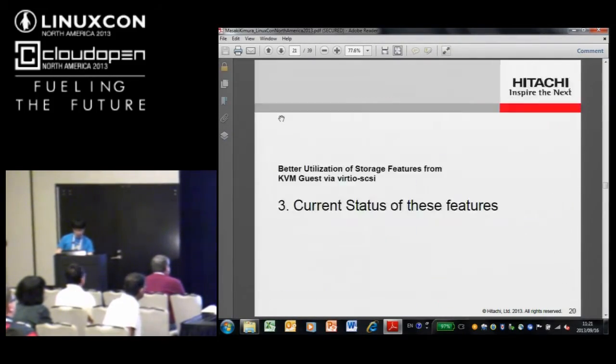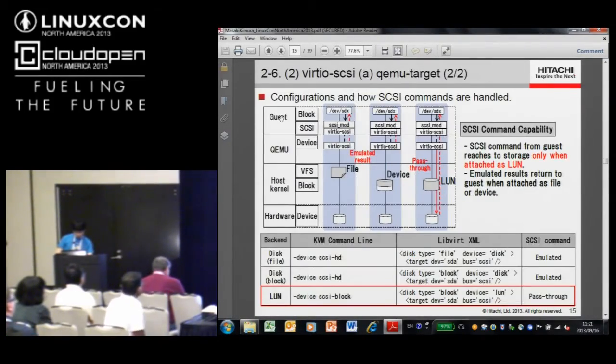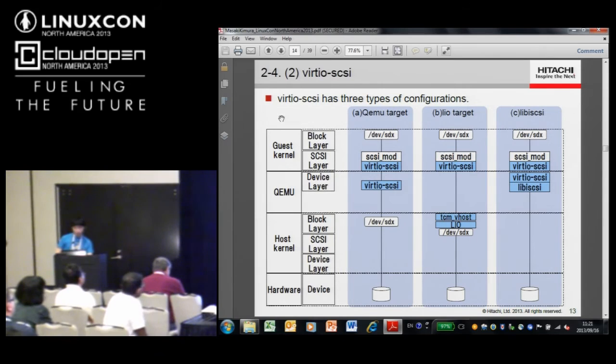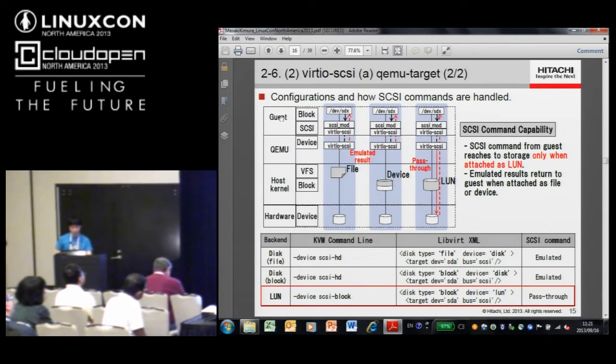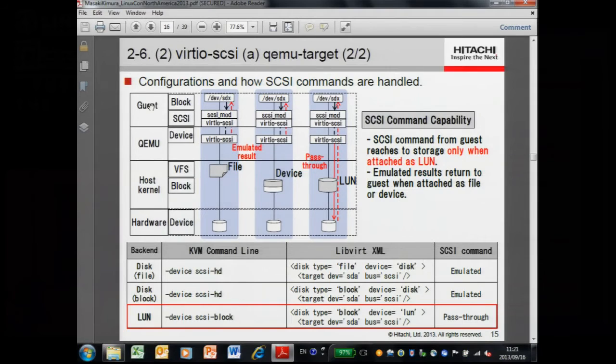Let's go back to the slide. But it's SCSI with QEMU target and file case. And this one. And could you repeat the question again?